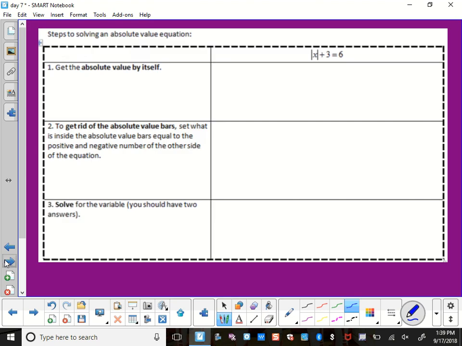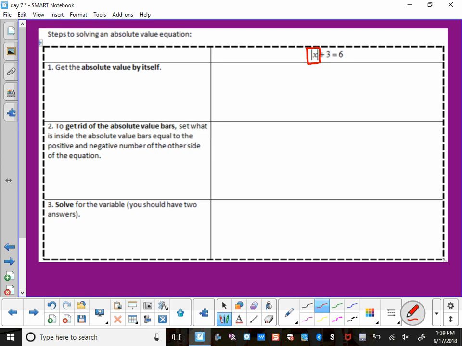All right, let's practice. What I want you guys to do is get into a habit of it. You can either highlight or put a box around it, different color, pencil, I don't care. But we always put a box around the absolute value. That reminds me of what I need to get rid of. So step 1 says, get the absolute value by itself. It is not by itself right now. What is beside that absolute value that needs to go away? The plus 3 needs to go away.